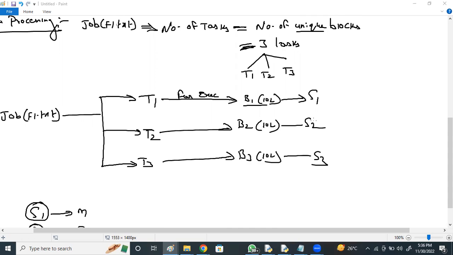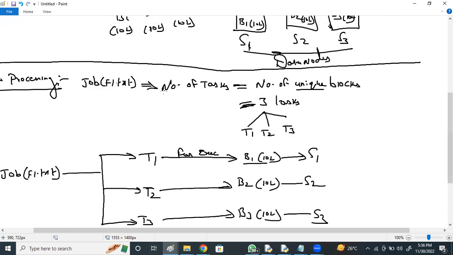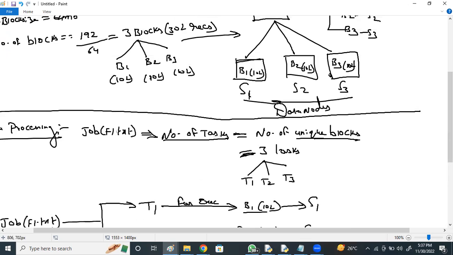Is the task divided on the basis of slaves? No. The number of tasks in Hadoop always depends on the number of blocks. If there are 10 blocks, there are 10 tasks. If your file is divided into 3 blocks, that's why 3 tasks. If you have a bigger file, some 20 blocks, you will have 20 tasks.